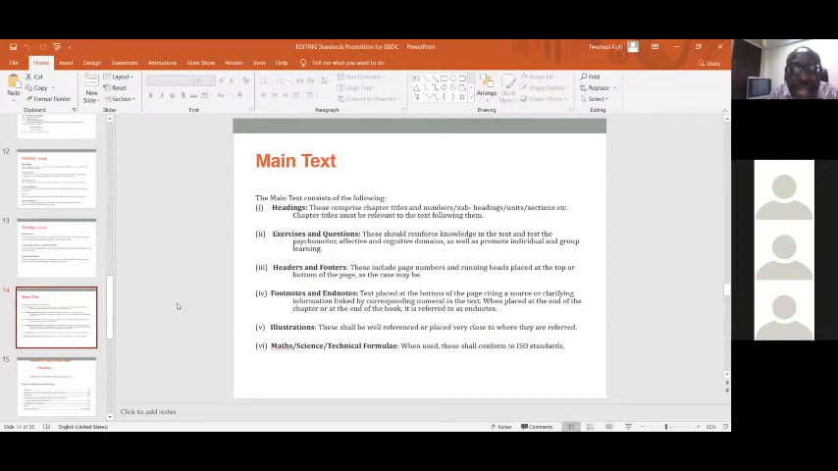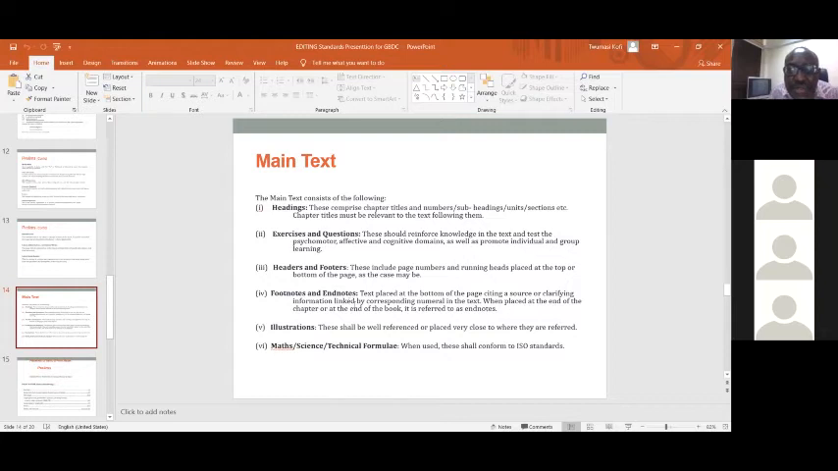Now, with headings, we have running heads and then footers. The running heads are put at the top, and then you have footers at the bottom of the page. If you have footnotes, if it is helpful, bring them to the bottom of the page. In tertiary books, some people list these things at the end of the chapter, and you call them endnotes.